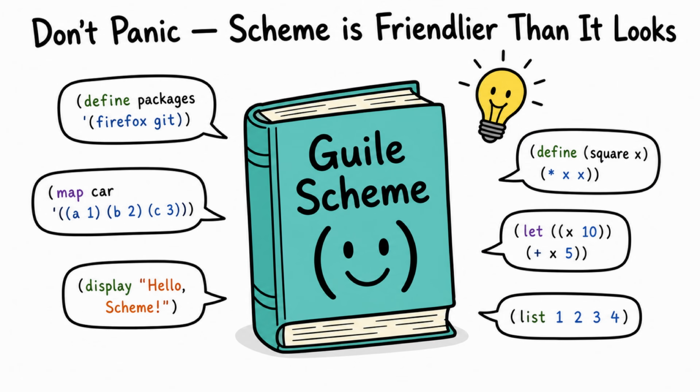Now, Scheme might sound scary if you've never heard of it, but here's a fun fact. Scheme is one of the cleanest, most elegant programming languages ever designed. It's a dialect of Lisp, and Guix uses a version called Guile. Don't panic though. For basic system config, you're mostly just filling in readable little blocks that say things like, install these packages and enable this service. It's surprisingly approachable once you start.